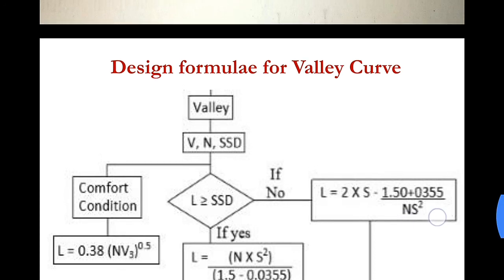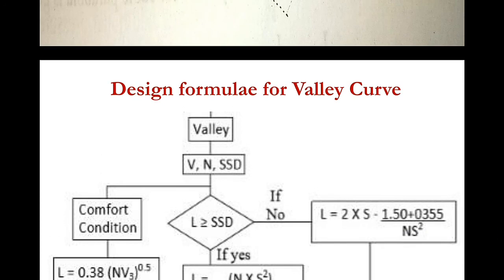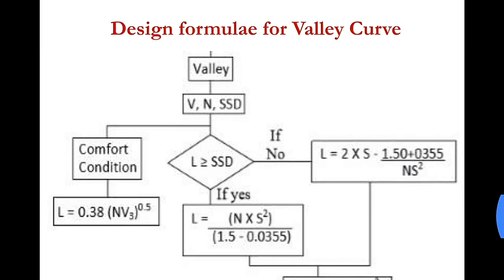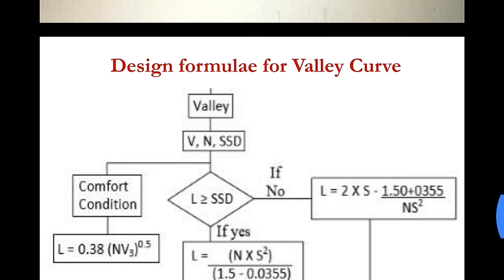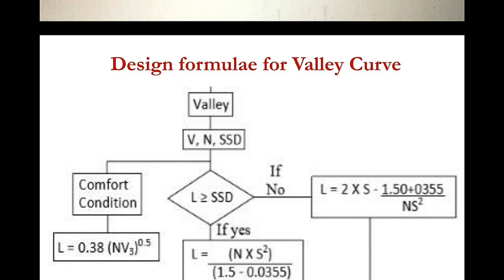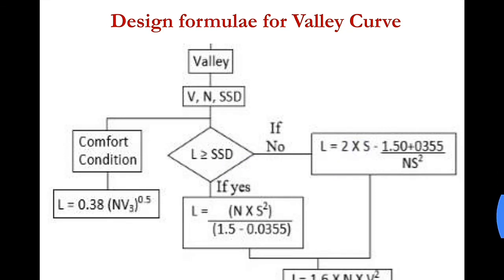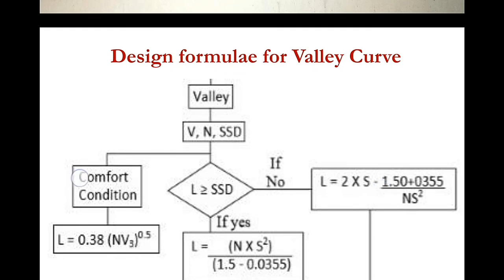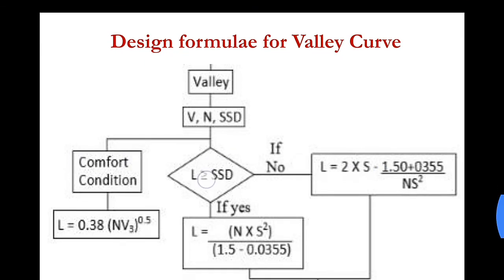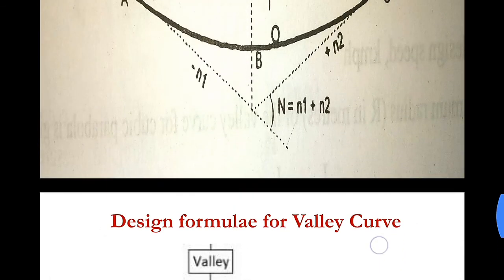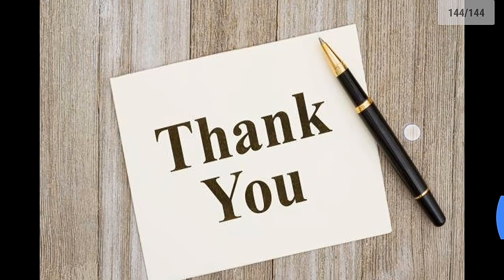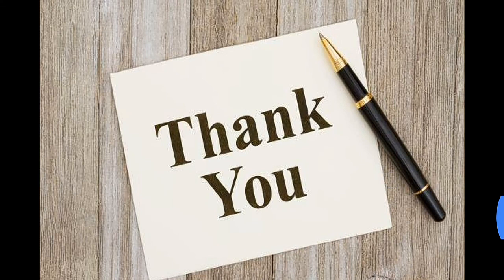Where N is deflection angle and S is SSD or HSD. Okay, so for valley curves we use two conditions, that is comfort condition and HSD conditions, to find out the design length of the valley curve. Okay, so this sums up our module 2 theory part.